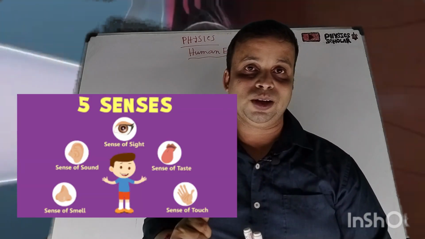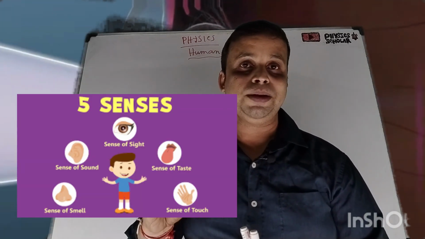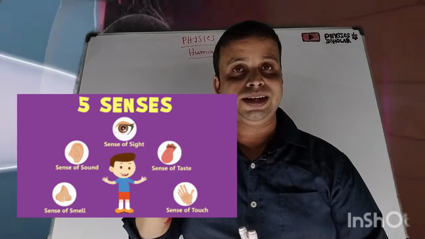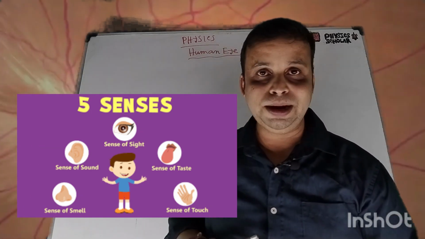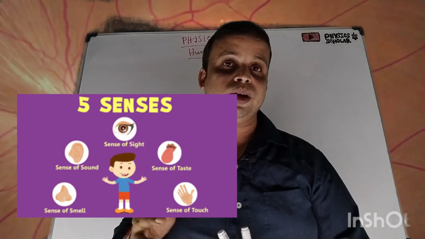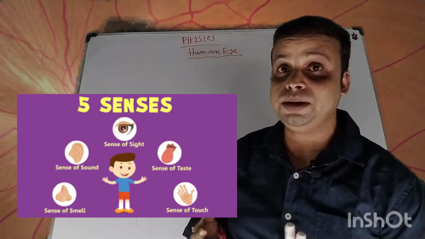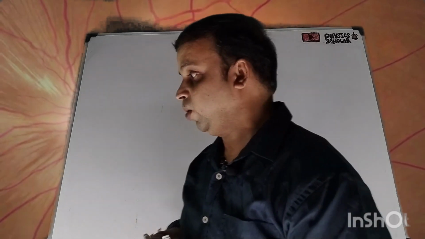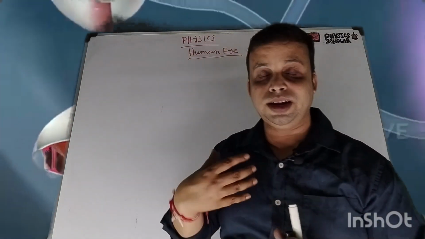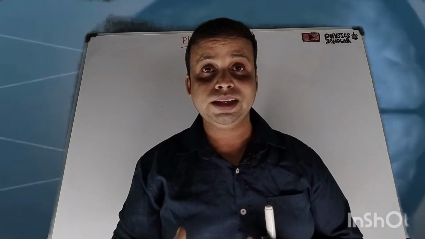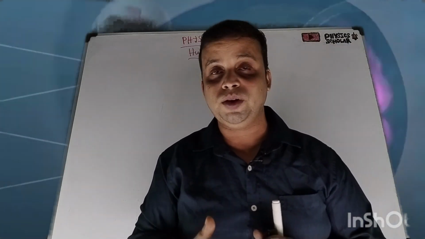We have 5 sense organs. What are the 5 sense organs? Eye, our tongue, our ear, our nose and our skin. These are the 5 sense organs. Out of the 5, the eye is a very important sense organ. What is there in our eyes and how it looks, I will explain in detail, but a short overview I am giving.